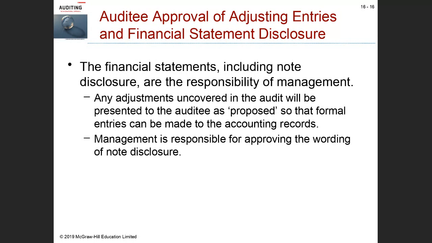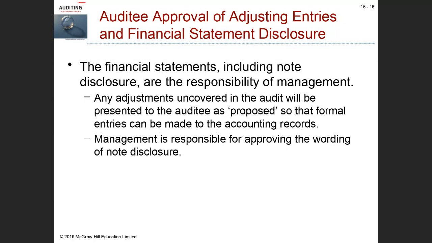So in the PowerPoint, it says any adjustments covered in the audit will be presented to the auditee, management, as proposed, so that formal entries can be made to the accounting records. So the auditors, of course, cannot make the journal entries to the client's accounting records. The client has to do that. Why? Because they are the client's financial statements. So normally what happens is the auditors give a copy of the journal entries they want made to management. Management then processes those journal entries and updates their financial statements, okay?